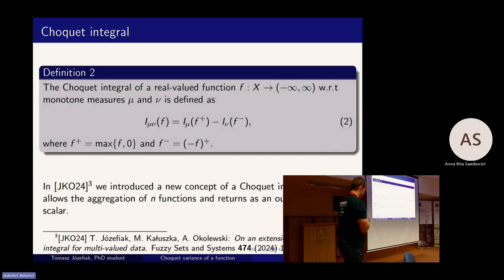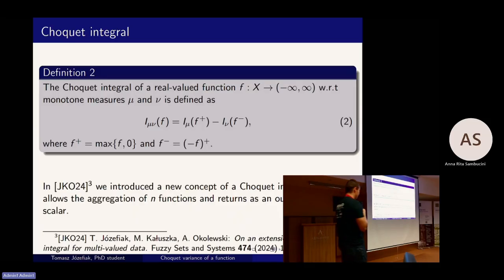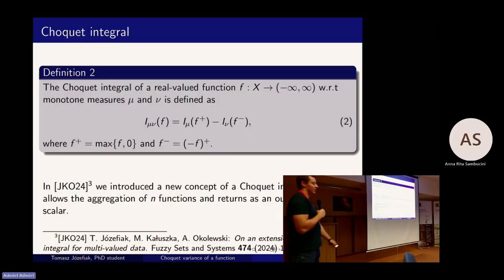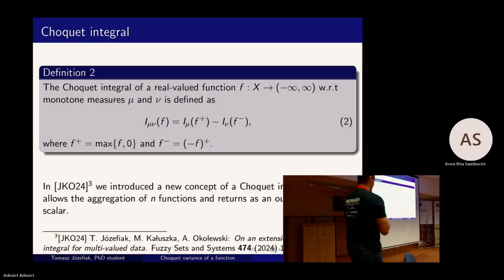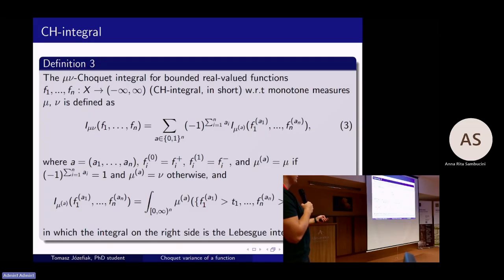But in 2024, we published a paper on an extension of the Shortcut integral for multi-valued data, where we wanted to have not only one function, but two functions, three functions, and so on, in general n functions. For example, for the Riemann integral we can have the double Riemann integral and so on, which would return a single value as an output. So how did we proceed with it? We proceeded in the following way.